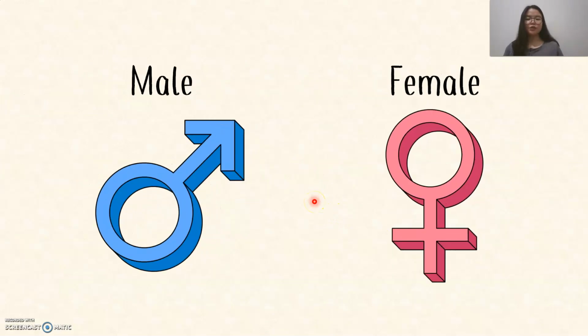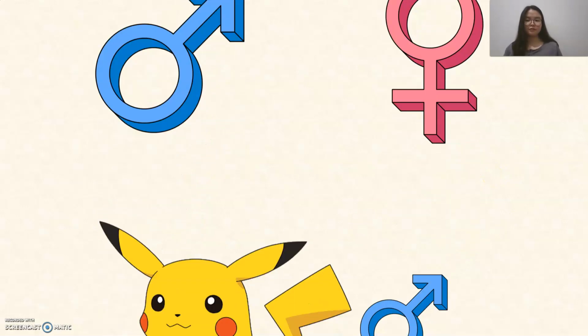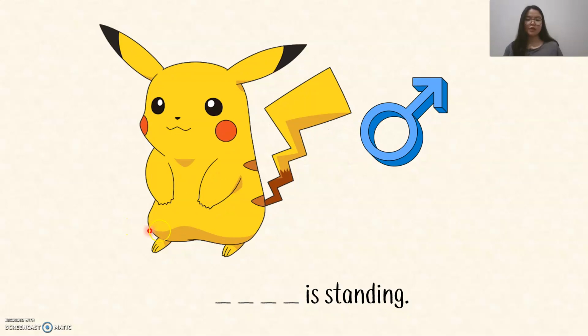And I'm going to use these two signs in my PPT a lot. So the blue one means male and the pink one means female. Here is the example. We have male Pikachu, and male Pikachu is standing. So we need the subject. So we use he is standing. He here becomes the subject.